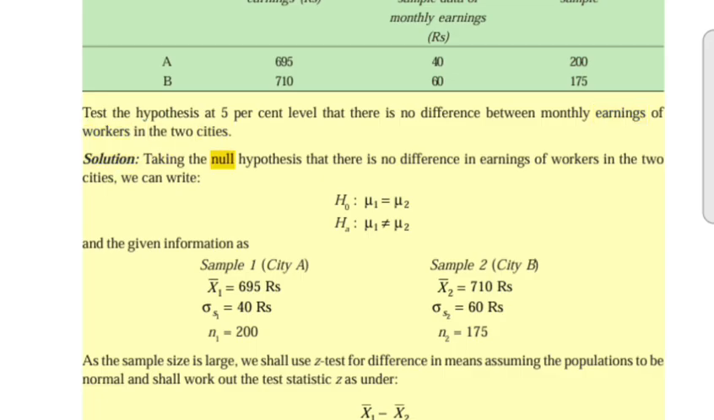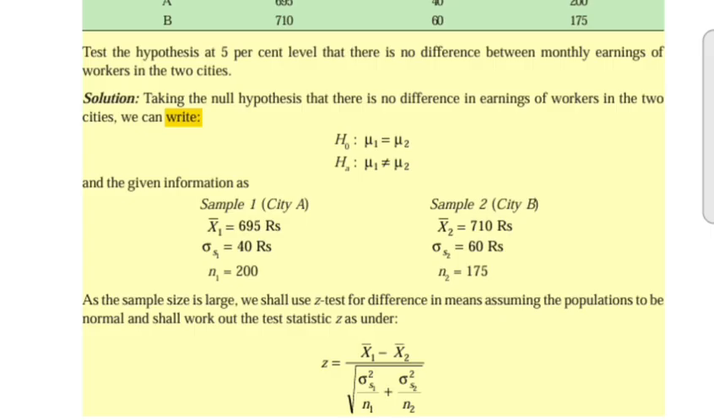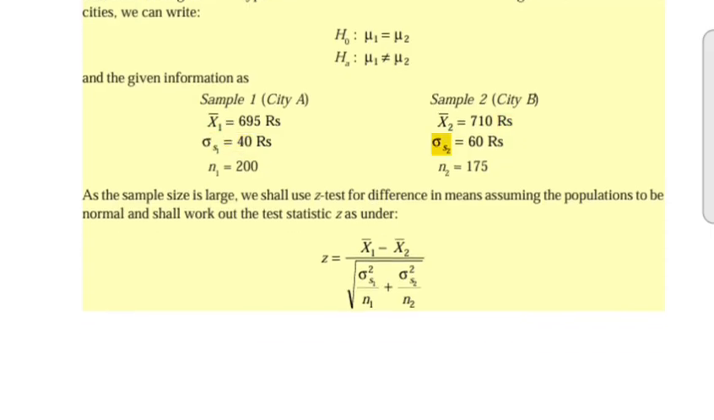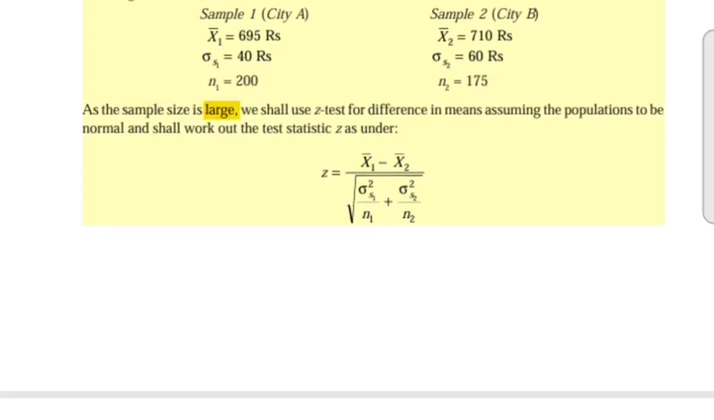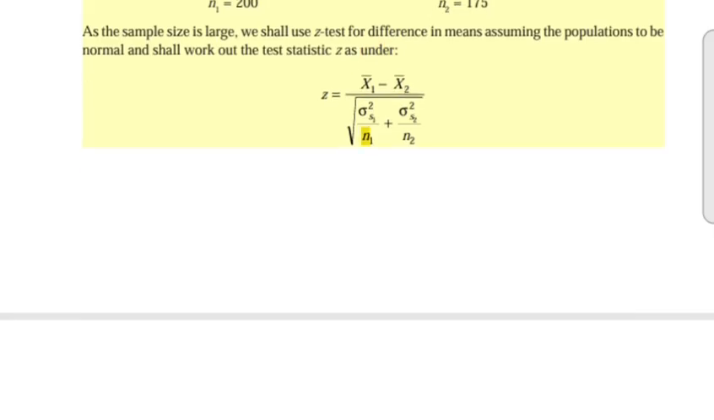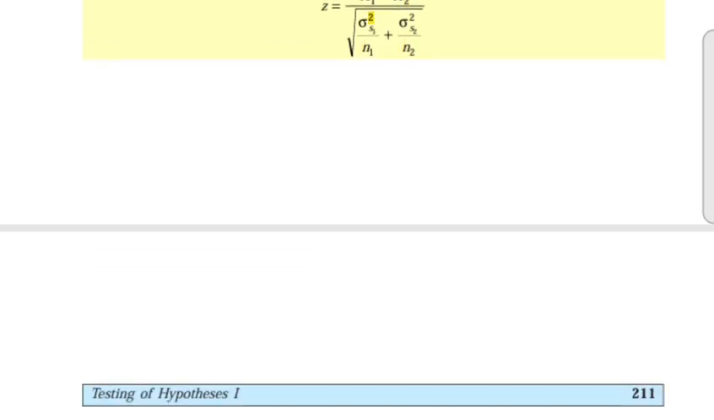Solution. Taking the null hypothesis that there is no difference in earnings of workers in the two cities, we can write H0: mu1 equals mu2, Ha: mu1 does not equal mu2, and the given information is sample 1, city A, sample 2, city B, x bar 1 equals Rs. 695, x bar 2 equals Rs. 710, sigma 1 equals Rs. 40, sigma 2 equals Rs. 60, n1 equals 200, n2 equals 175. As the sample size is large, we shall use z-test for difference in means assuming the populations to be normal and shall work out the test statistic z as under.